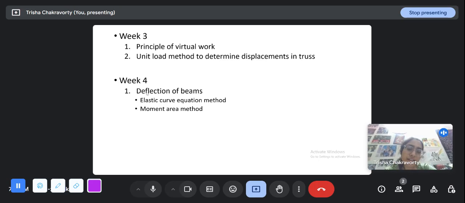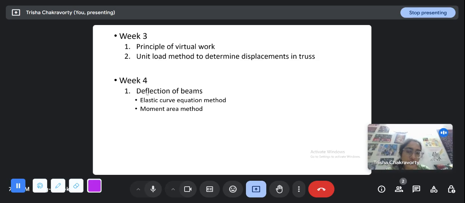The moment area method is basically a shortcut. There are two moment area theorems, which let us relate the slope or deflection at a particular point to another point. We can construct the problem in such a way that we can relate the slope at that point to the slope at another point, and we need the bending moment diagram, the M by EI diagram, for this.